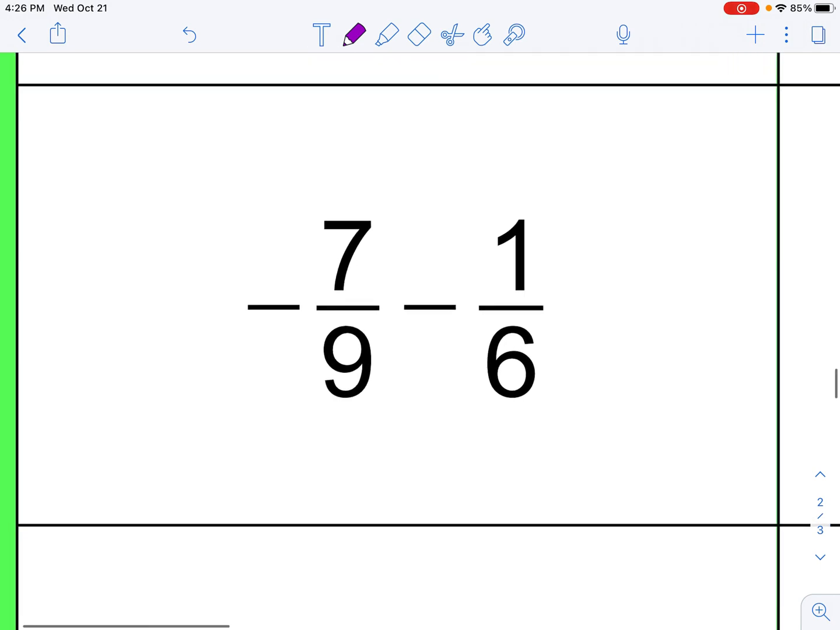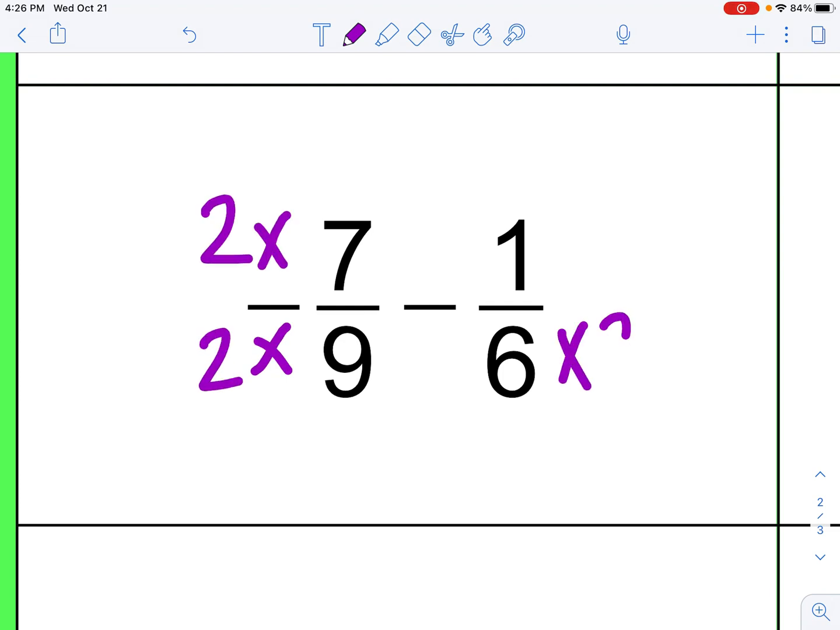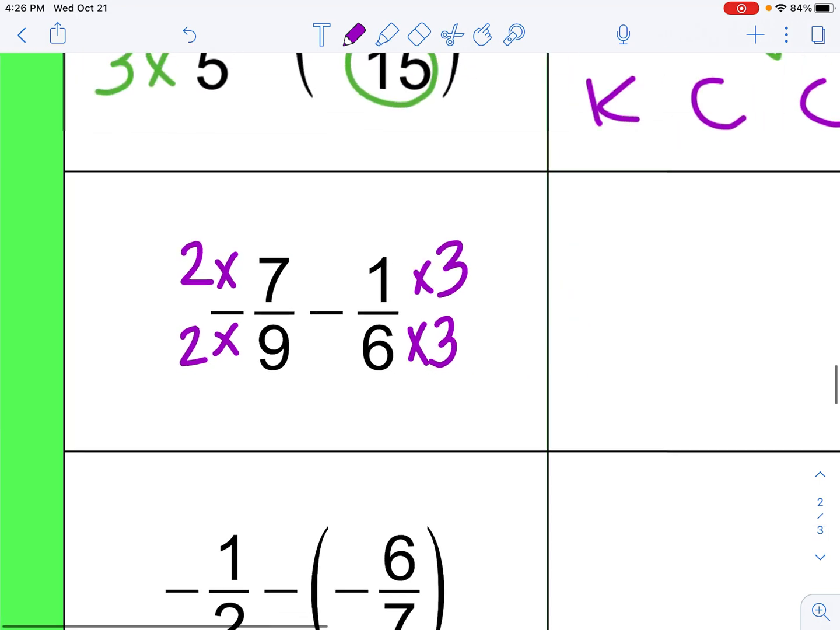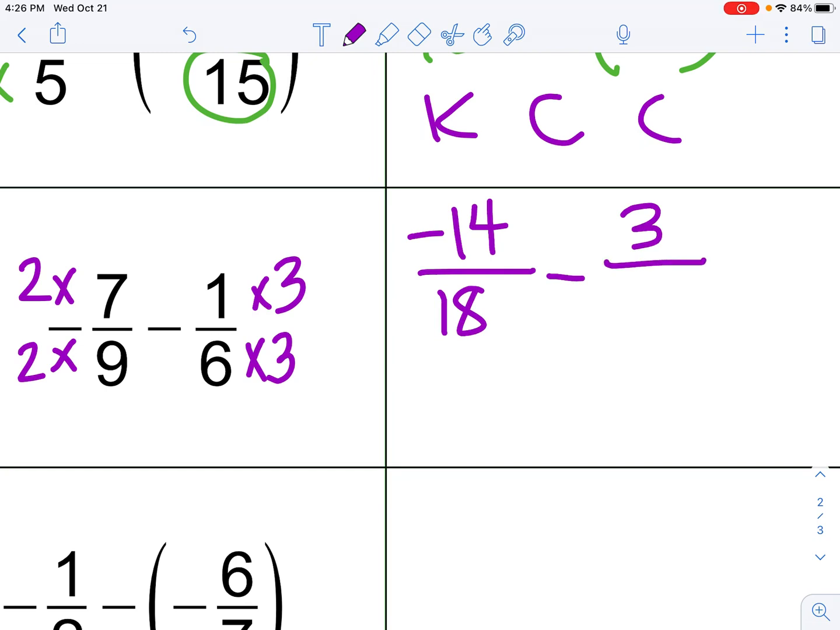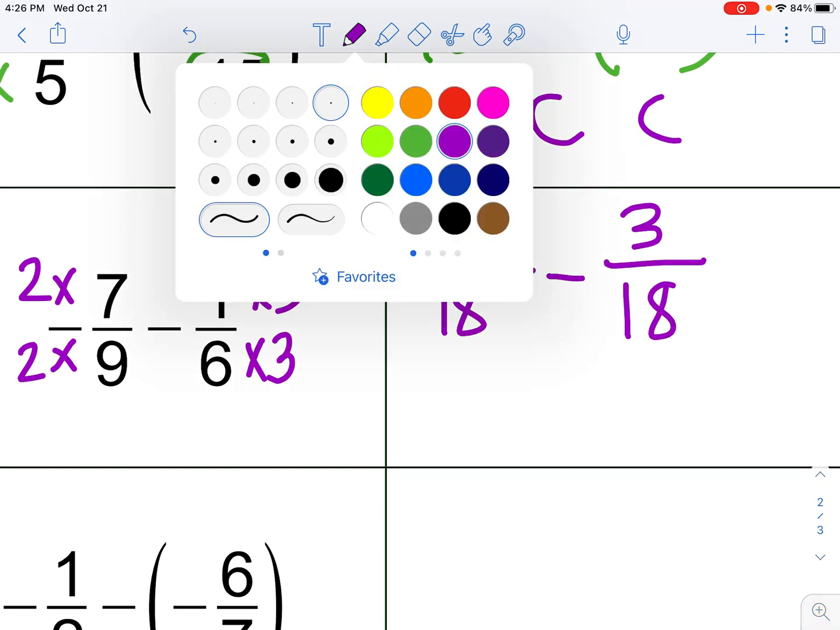Alright, 2 to go. Taking negative 7 over 9 minus 1/6. So again, up above, I said my common denominator would be 18. So 9 times 2 gives me 18. And 6 times 3 gives me 18. So let's rewrite our numbers. 2 times 7 gives me 14. 2 times 9 is 18. Minus 1 times 3 is 3. 6 times 3 is 18.